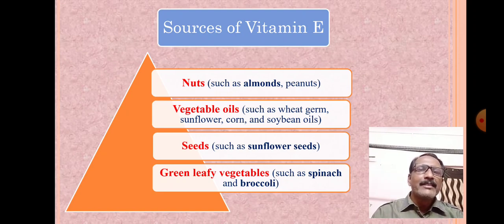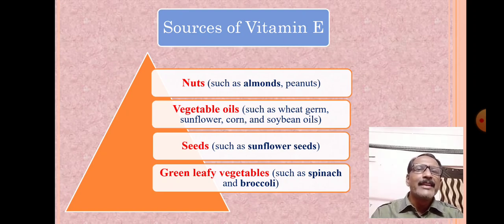Wheat germ oil, sunflower oil, corn oil and soybean oils in vegetable oils. In seeds, sunflower seeds, and in green leafy vegetables, spinach and broccoli. These are sources of vitamin E, very very important sources of vitamin E. These are listed here: nuts, vegetable oils, seeds, green leafy vegetables.